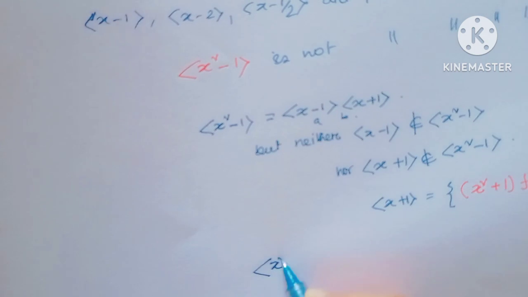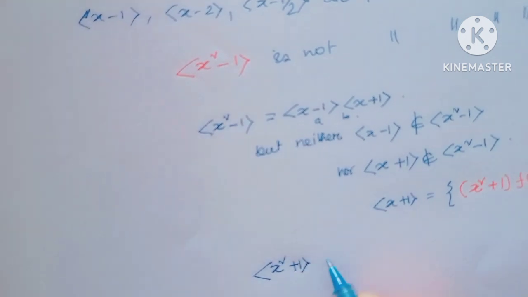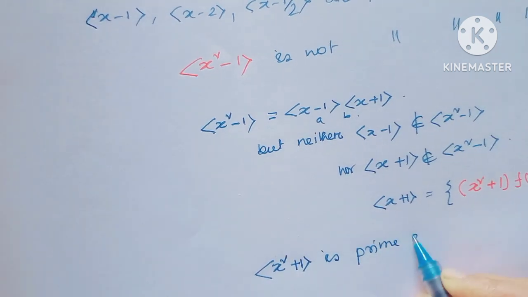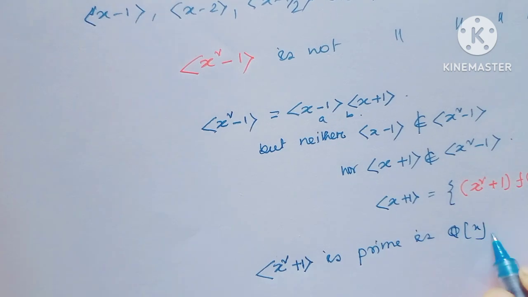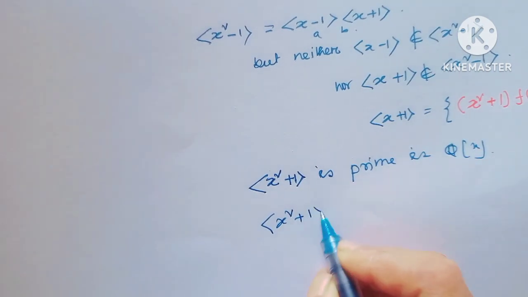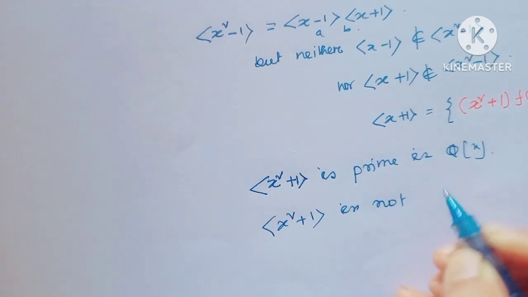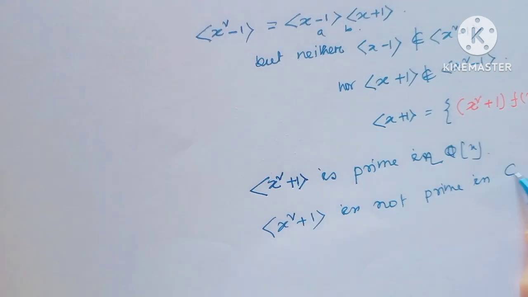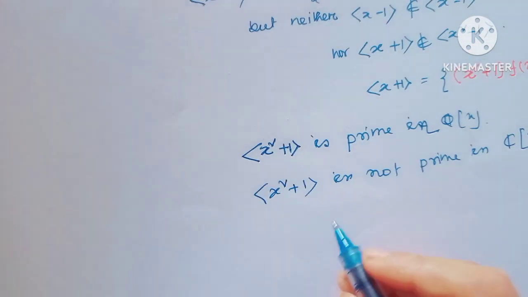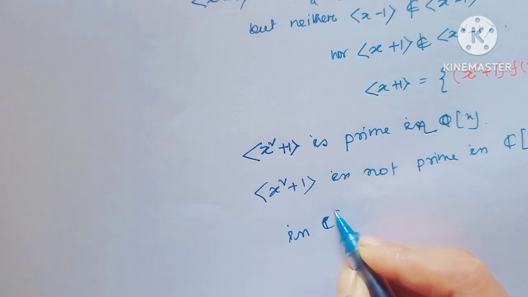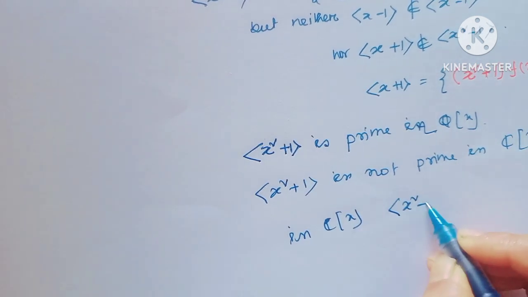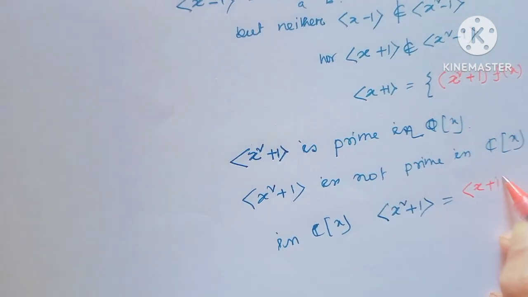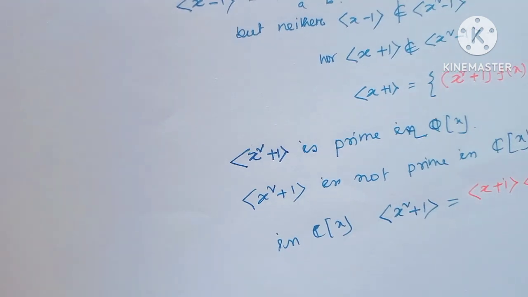If we consider the ideal generated by x squared plus 1, this is a prime ideal in Q[x]. But this ideal is not prime in C[x]. Why? Because in C[x], the ideal generated by x squared plus 1 is equal to the ideal generated by x plus i times the ideal generated by x minus i.